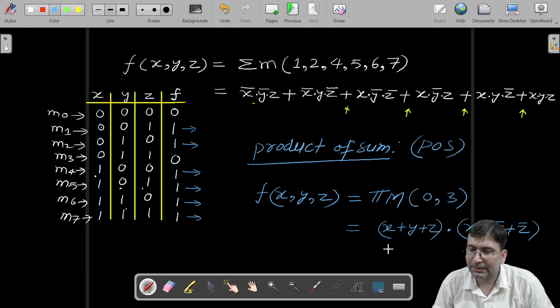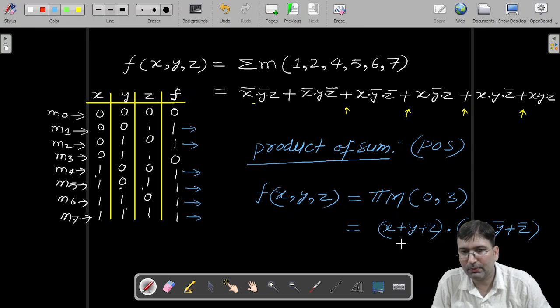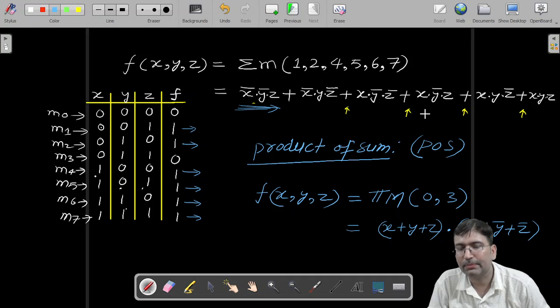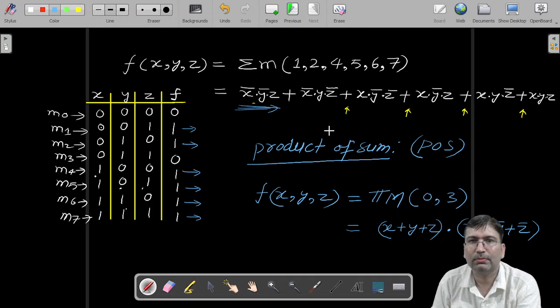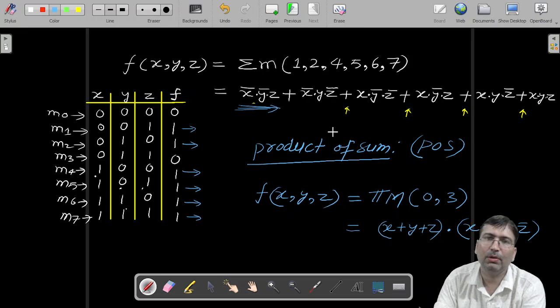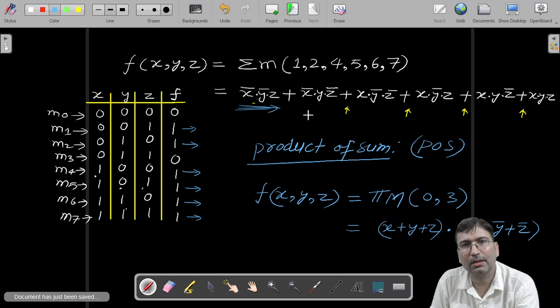So this is the way we can represent this same function in the form of product of sum, and here is the way in which we represent the same function in the form of sum of product. We will solve multiple problems on these. We will also convert, these two forms are interconvertible also.